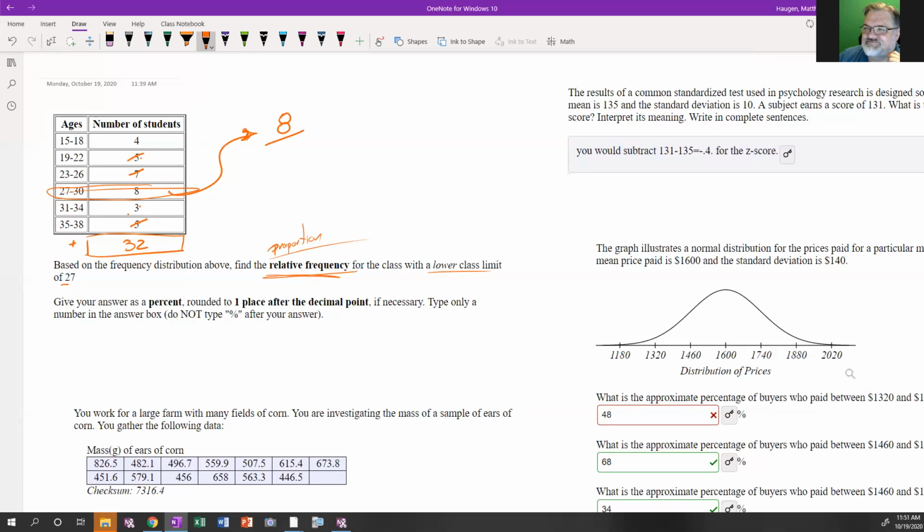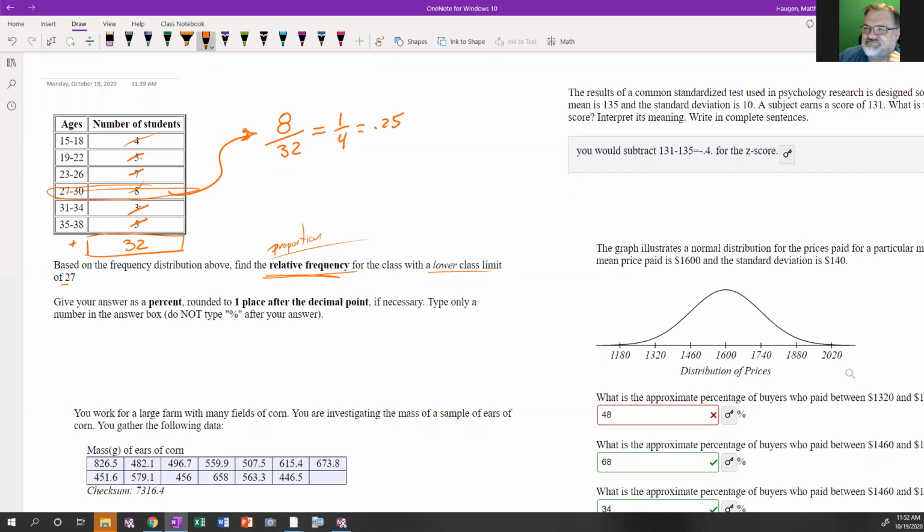10, 20, and 12, so 32. So 8 out of 32. What is 8 out of 32? Where's my calculator? Oh, there it is. Oh, it's a quarter, isn't it? 8 out of 32 is a quarter. So 0.25.